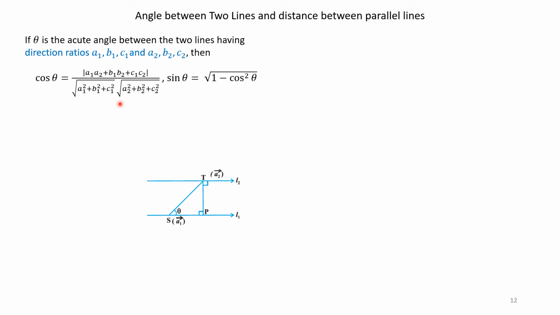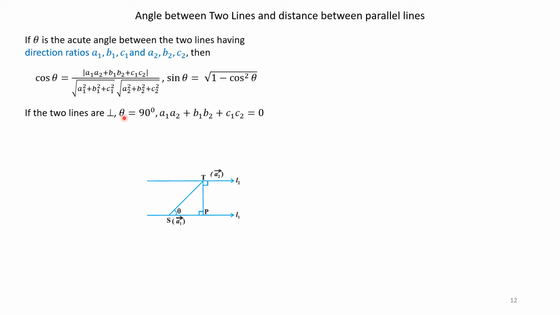With this formula, we can find cos theta. And you can also find sin theta by knowing the relationship between sin theta and cos theta, as sin theta is equal to the square root of 1 minus cos squared theta. We can find sin theta.